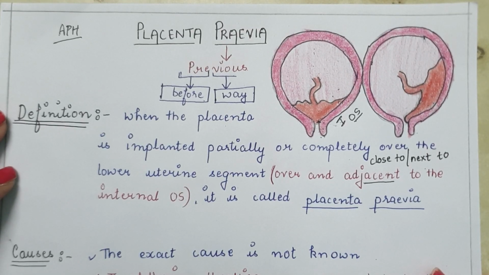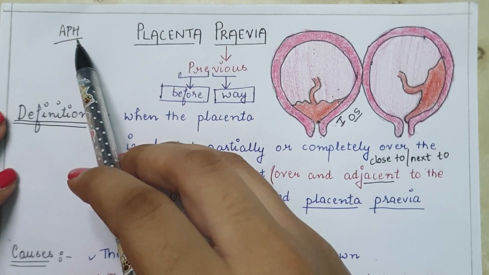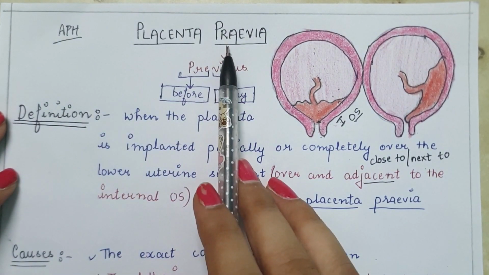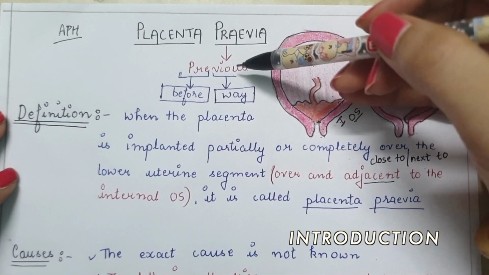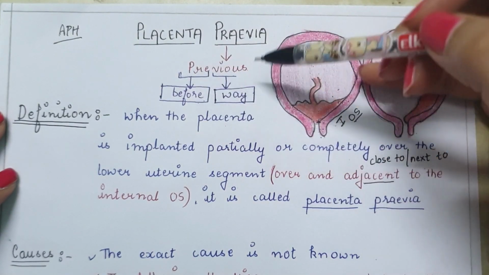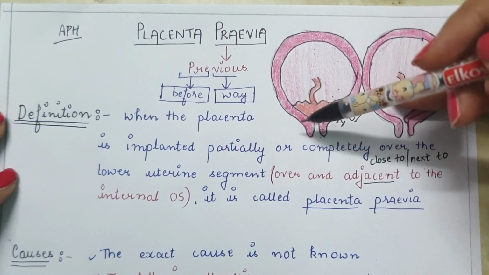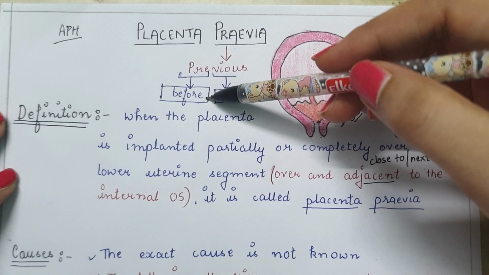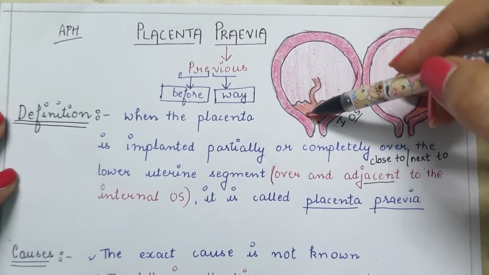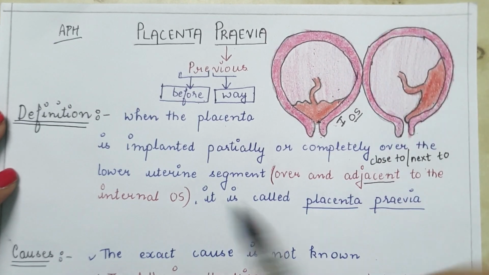In this video, I will discuss placenta previa, which is a very important topic from the examination point of view. Plus, this is one of the main causes of antepartum hemorrhage. What is previa? The meaning of previa is previous. Pre stands for before. So it is clear from the name placenta previa that the placenta is present before anything. Means the placenta is present before the fetus.